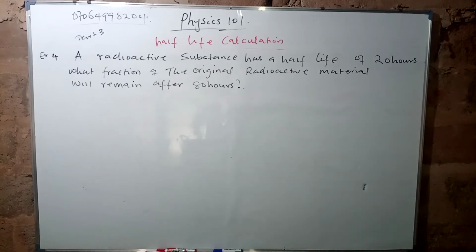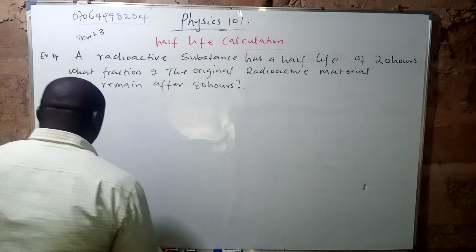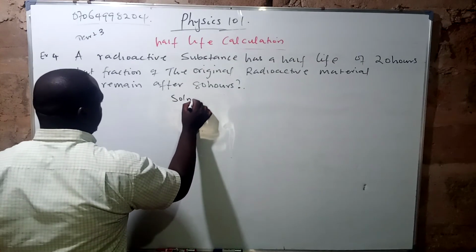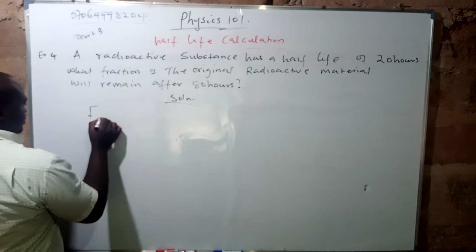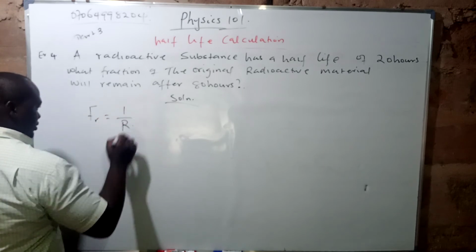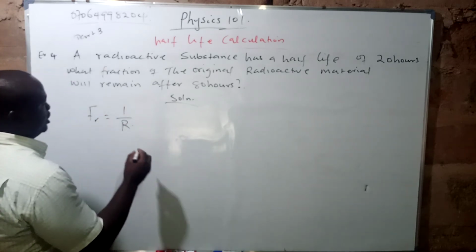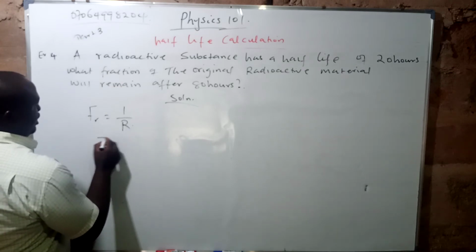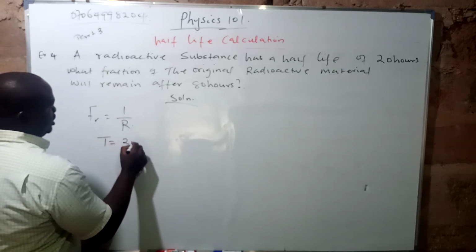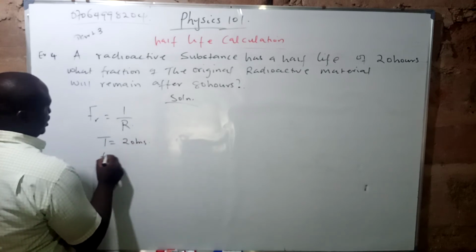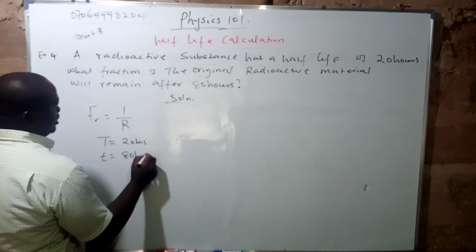A radioactive substance has a half-life of 20 hours. What fraction of the original radioactive material will remain after 80 hours? From part 1 of the video, we know that Fr is 1 all over R. From the question above, the half-life, which is capital T, is 20 hours, and the time taken is 80 hours.